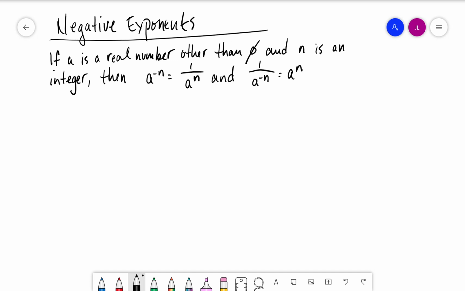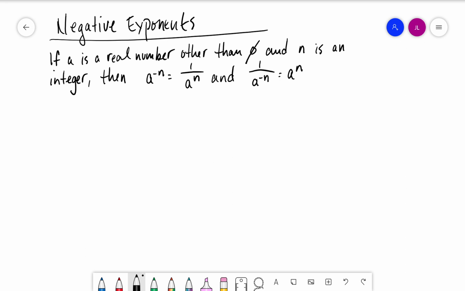We're going to look at negative exponents here a little bit, and I've got a definition here. Basically, we're saying if a is a real number other than 0, and n is an integer, then a to the negative n is the same as 1 over a to the n, and 1 over a to the negative n is the same as a to the n. What does this all mean exactly?